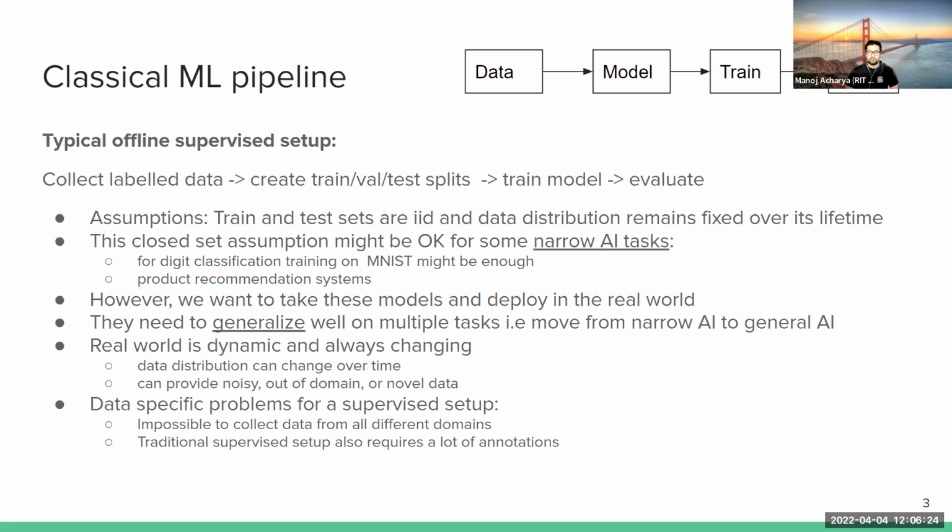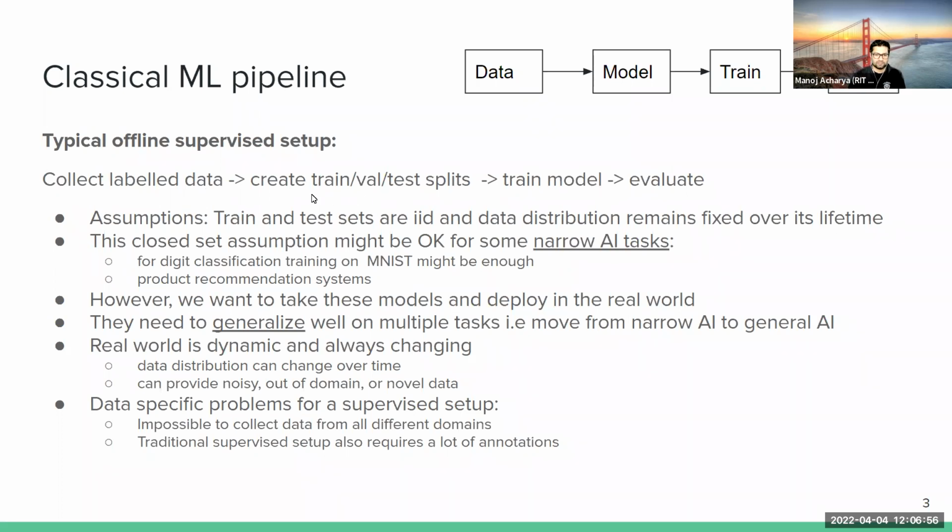Okay. So I want to start with this picture of a classical machine learning pipeline. Let's talk about an offline supervised machine learning setup, right? So what usually happens is you collect a lot of labeled data, create train, val, and test splits, train your model, and then finally evaluate the model. This is what a typical life cycle of any supervised machine learning setup looks like.